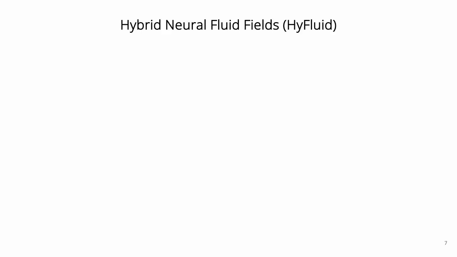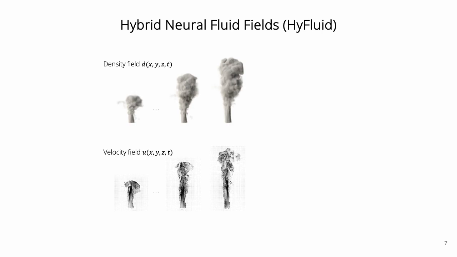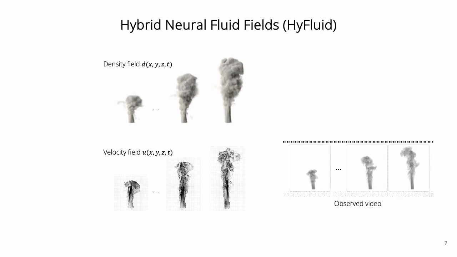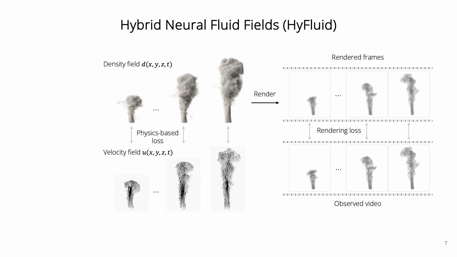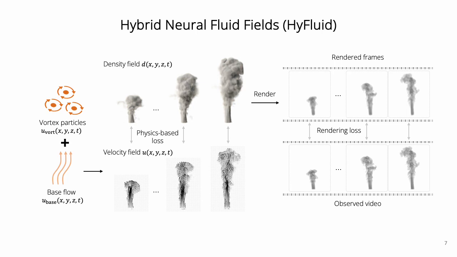In this work, we propose hybrid neural fluid fields, or HyFluid. We incorporate physical priors in neural fields to recover fluid density and velocity from sparse multi-view videos. To achieve this, we propose a set of novel physics-based losses to couple both fields and use differentiable rendering to receive supervision from videos. To model rotational velocity, we introduce vortex particles to represent velocity fields, which is based on the curl form Navier-Stokes equation.